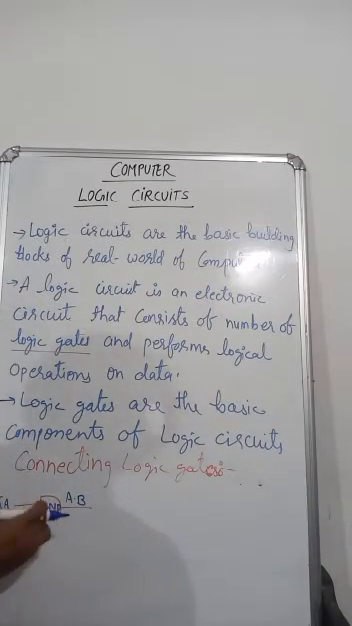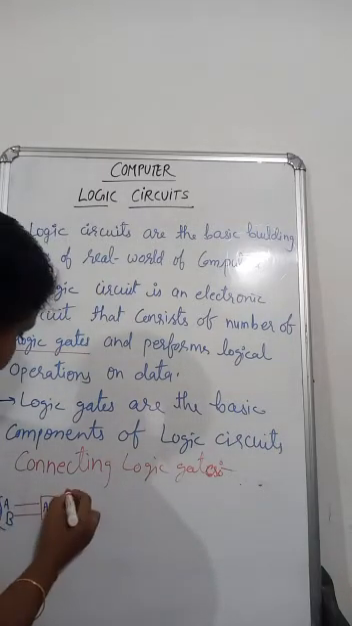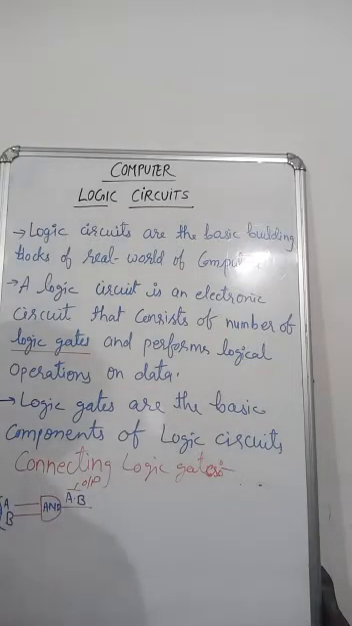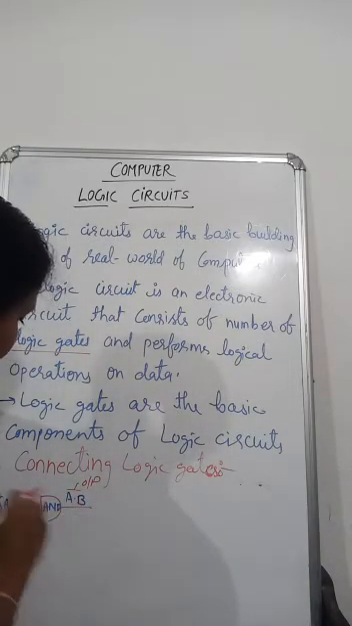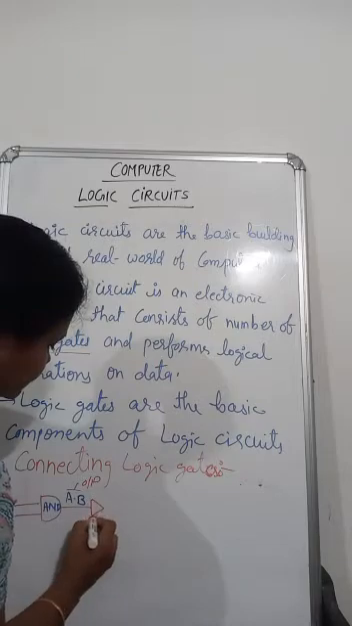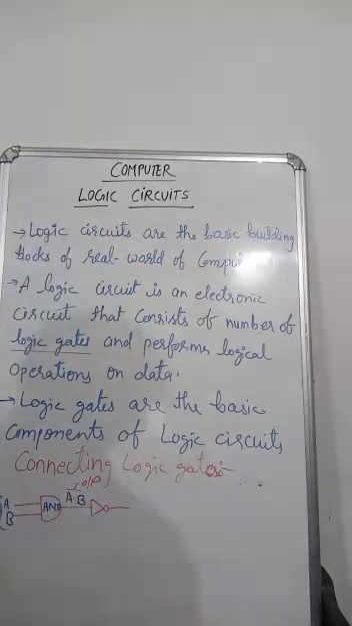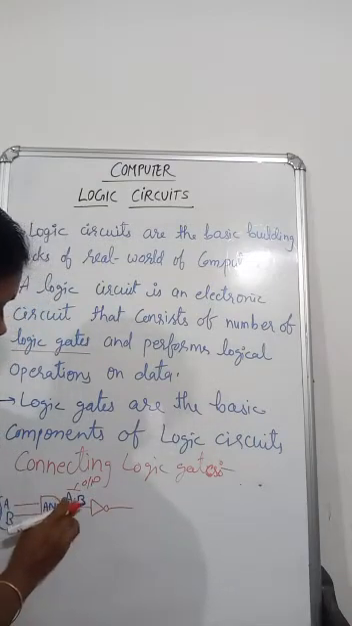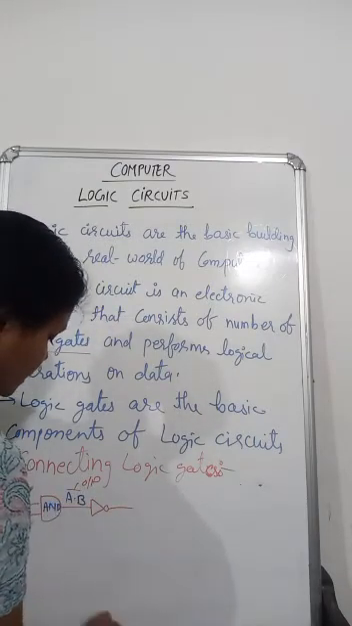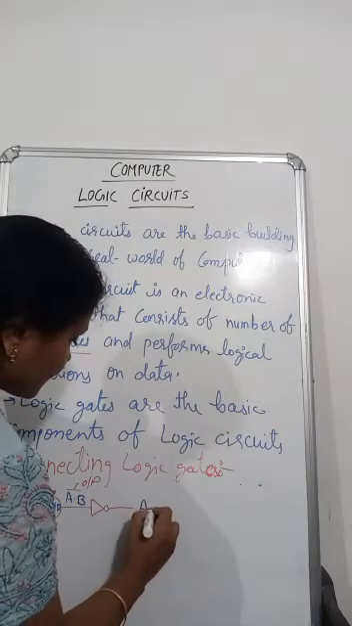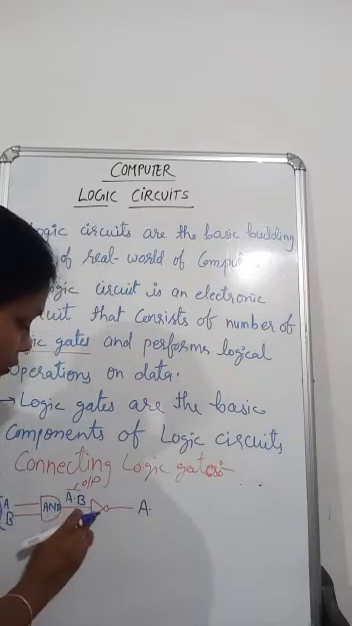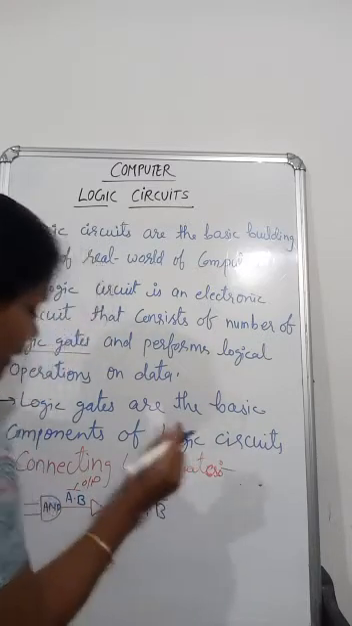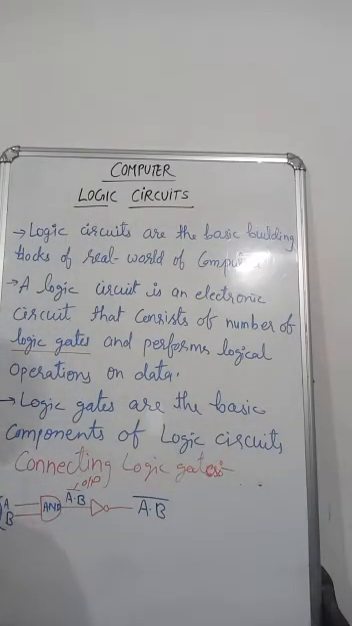Okay. And this output works as input for this NOT gate. After passing the NOT gate, we receive here, this is input for the NOT gate, and we receive here output (A dot B) bar.